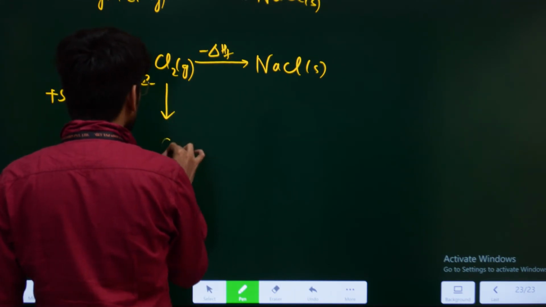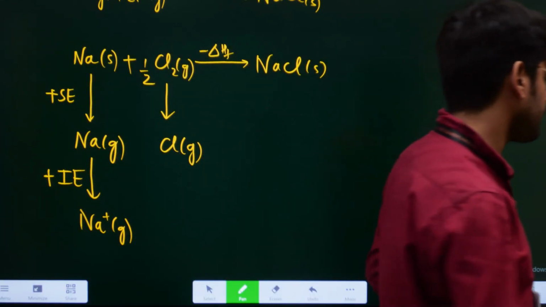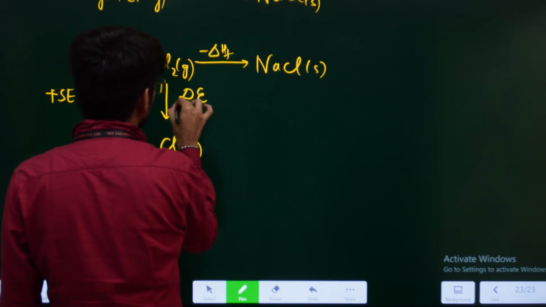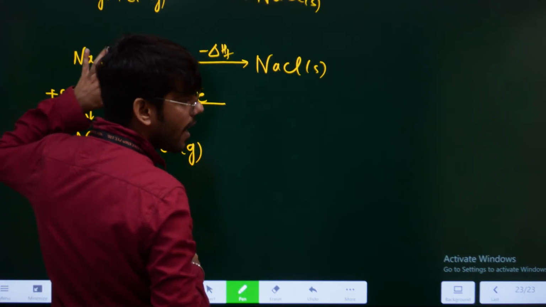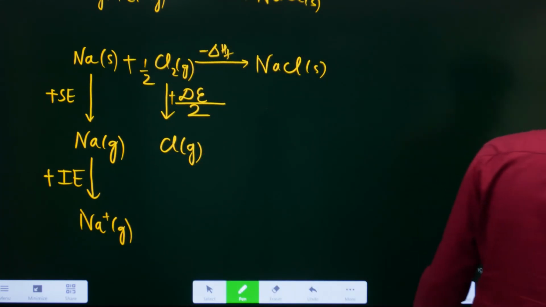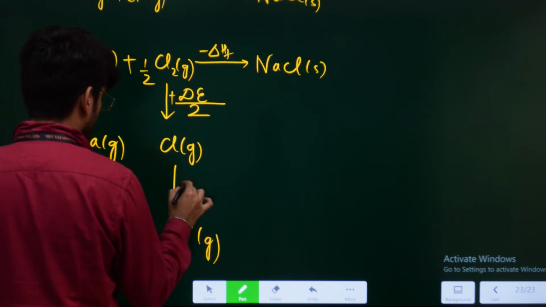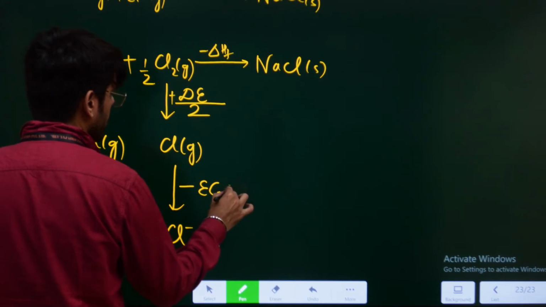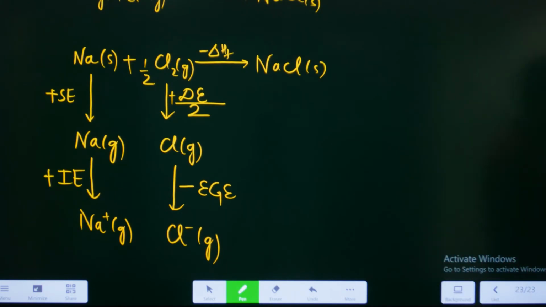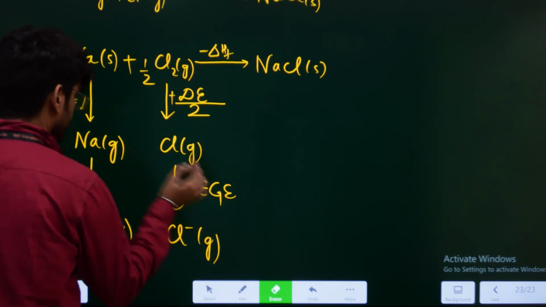Now, first I need to convert it into Cl gas. What is this energy? Atomization enthalpy. Dissociation energy. And since I am having half molecule, so I will be supplying half of dissociation energy. Clear? Yes, sir. And what is this? Electron gain enthalpy. Yes or no? Yes, sir. Okay.